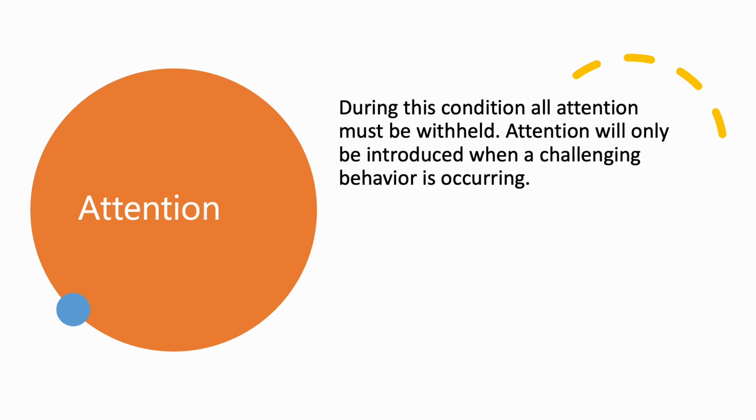Unlike in the control, we're going to be withholding attention in this condition. We will withhold the attention until the child is engaging in challenging behaviors. One caveat to this is if you see the kid is doing something dangerous, like climbing on top of a shelf or trying to run outside the door or something like that, we're going to have to give attention. But besides that, we should only be giving attention when there's a maladaptive behavior.